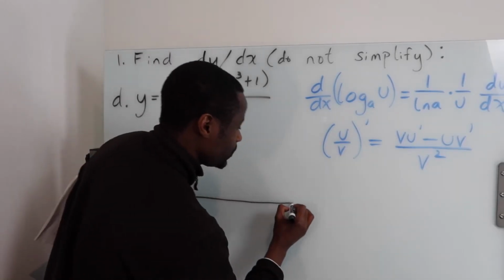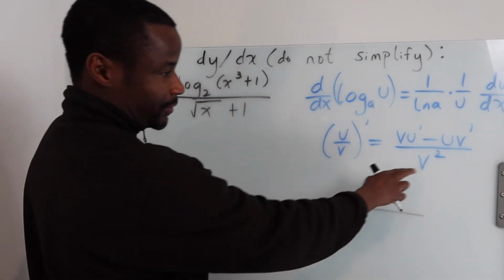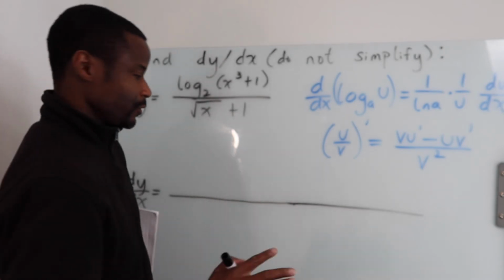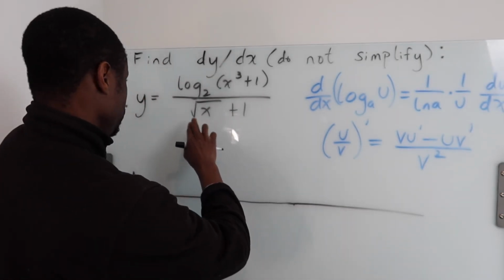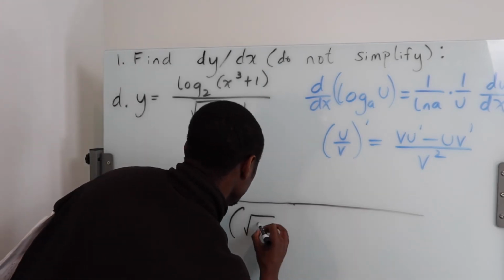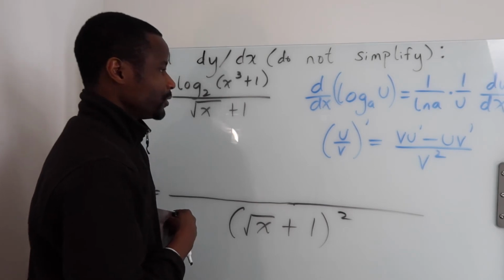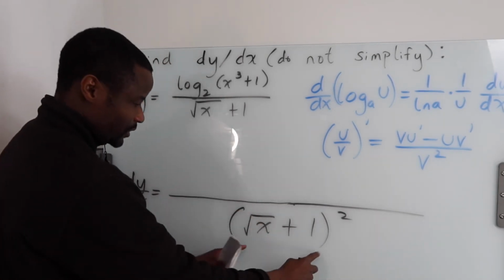So when I deal with the quotient rule in derivatives, I like to take care of the v squared and just get it over with, so it's done. It's kind of easier for me. So I have my v, square root of x plus 1, so that's the quantity square root of x plus 1, quantity squared.